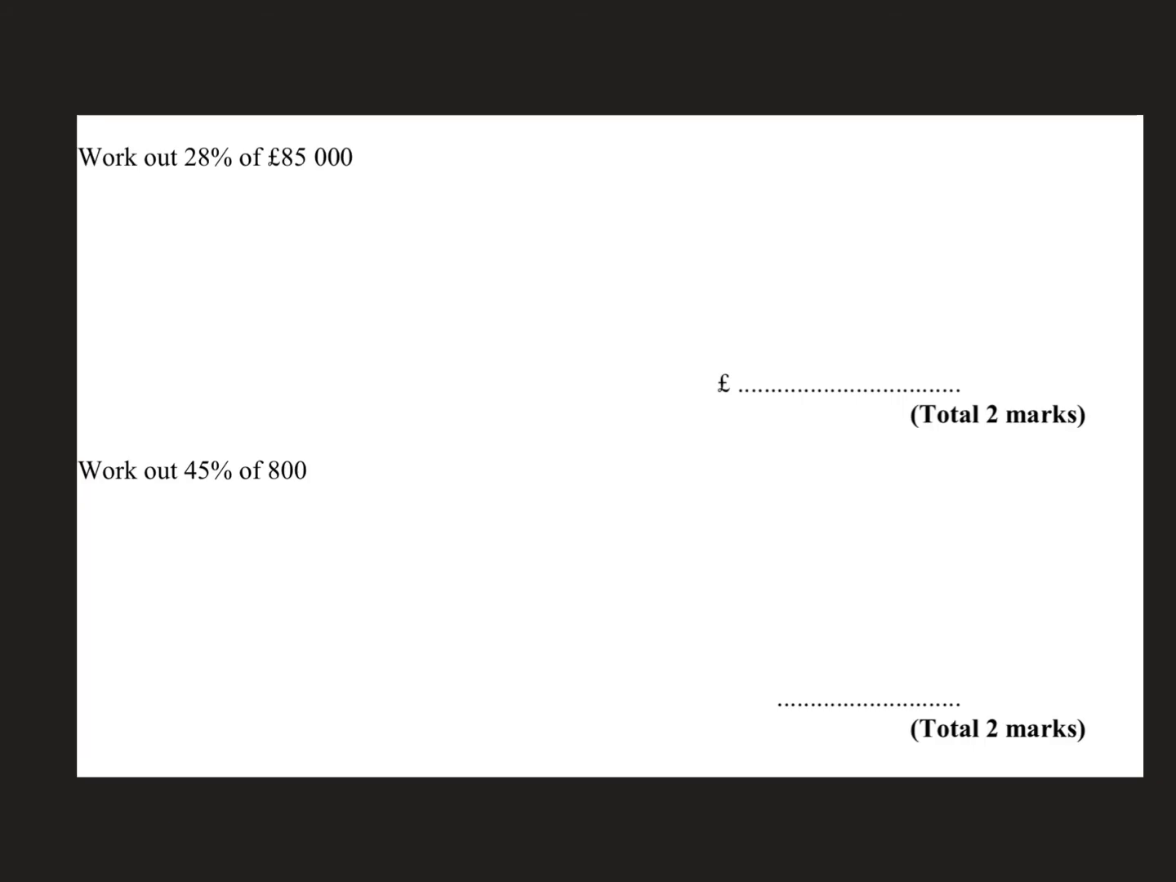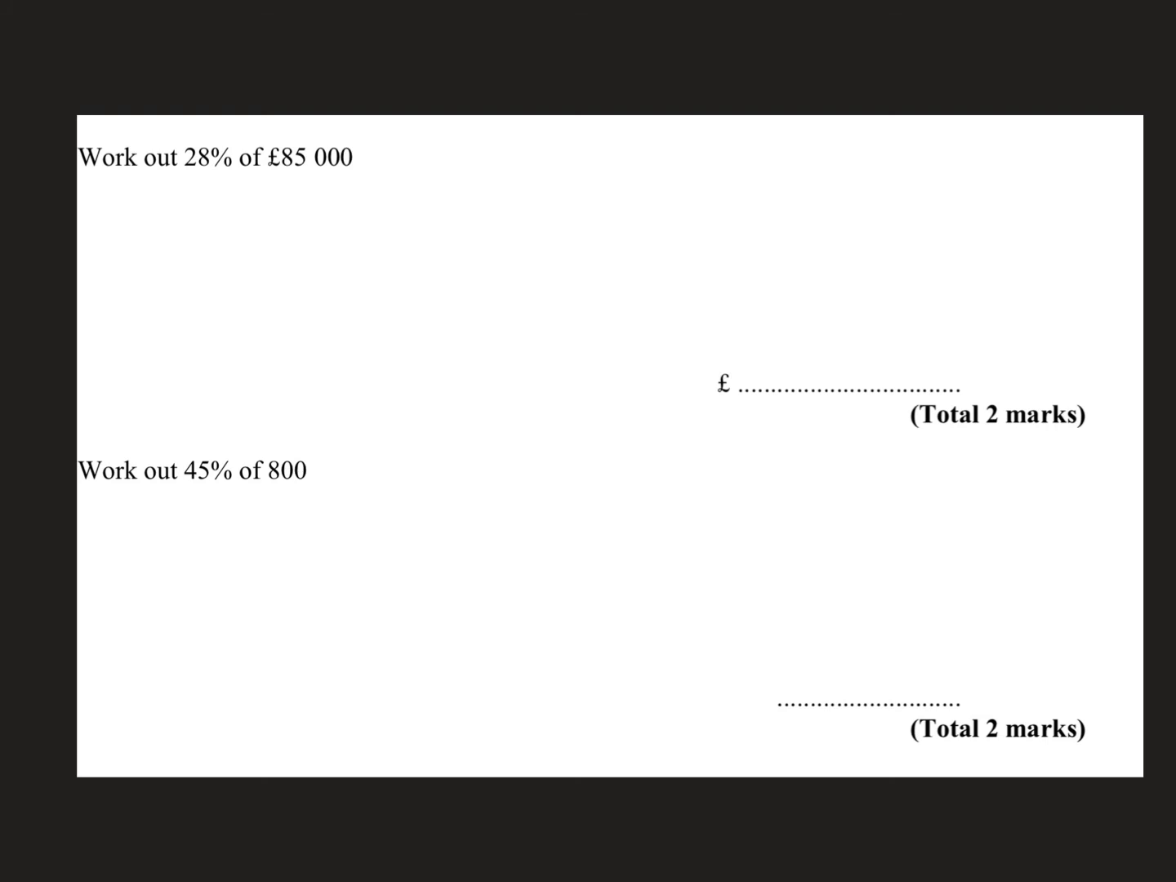Okay, I have a couple of exam questions for you to try. So work out 28% of £85,000 and work out 45% of 800. So if you'd like to again pause the video and try those on your own, and then I will work through them once you have that done, and you can check if you've been doing them right.